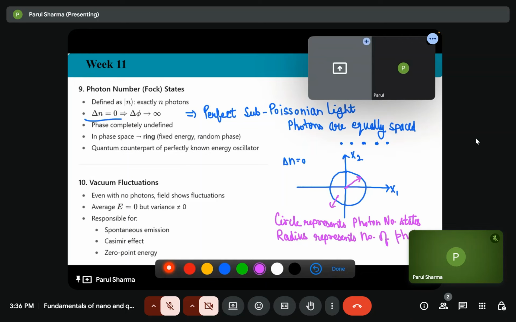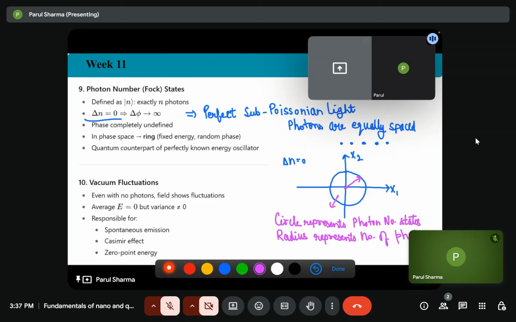Okay, so in this case, when delta n equals 0, it means the phase is undefined. Suppose for the perfect subpoissonian case, okay, in phase space, fixed energy, random phase. Okay, so is this possible?